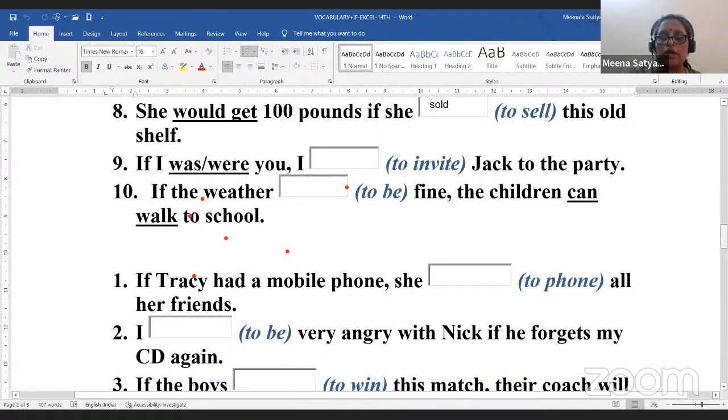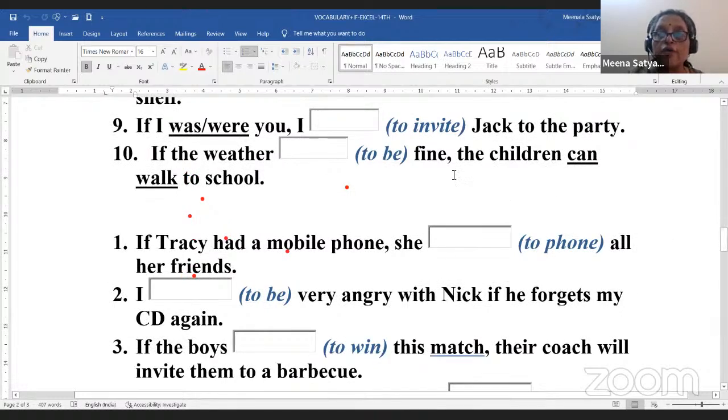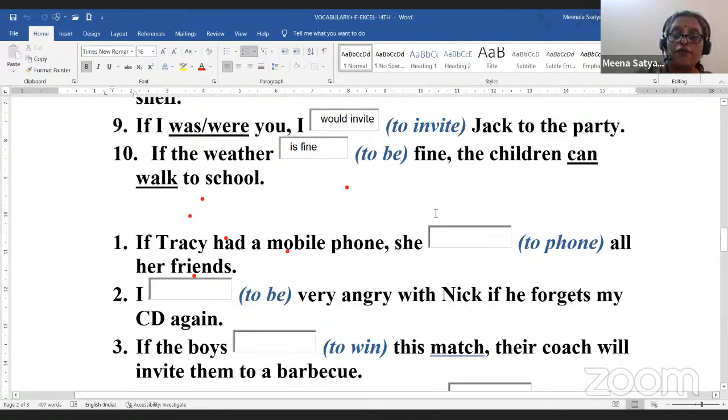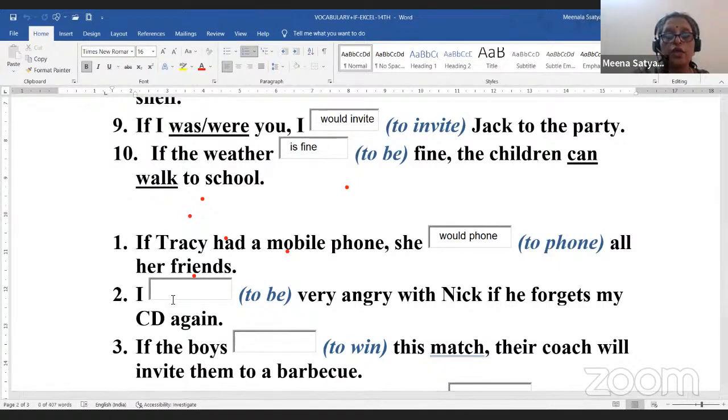There is something again that we have to look at. Now, if I were you, I would invite Jack. We never say "if I was you", we say "if I were you". If the weather is fine, the children can walk to school. If Tracy had a mobile phone, she would phone all her friends. I would be very angry with Nick. I will be very angry with Nick if he forgets my CD again.